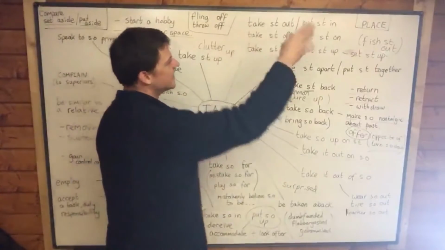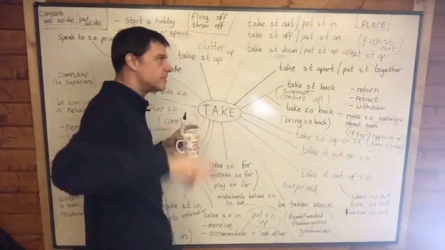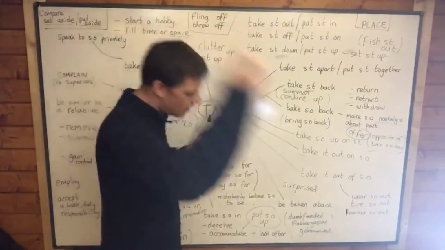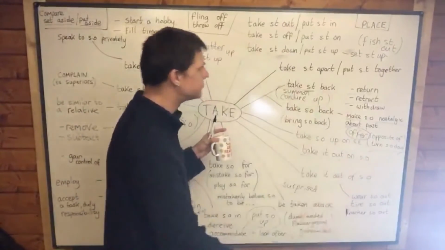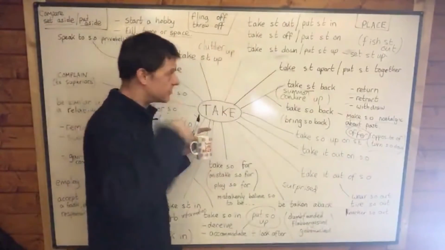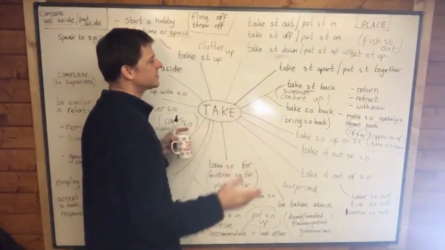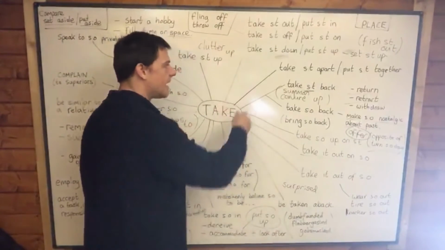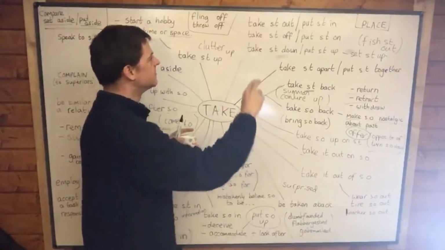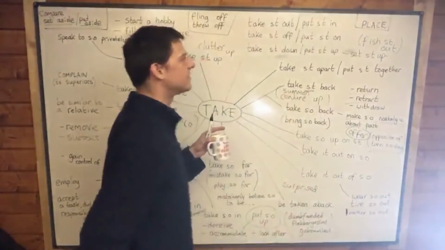Now, I've left the easy ones for the end. Look at these ones. Take something out of your pocket. Put something in your pocket. Take something off, like remove clothes. Put something on, like put clothes on. And take something down and put something up. We'll look at that one in a second. But let's just look at these ones. Take something out, put something in.